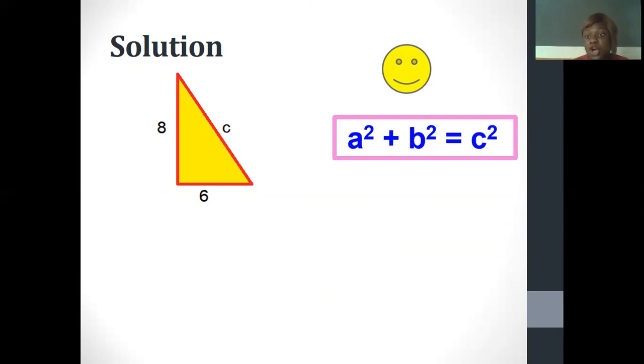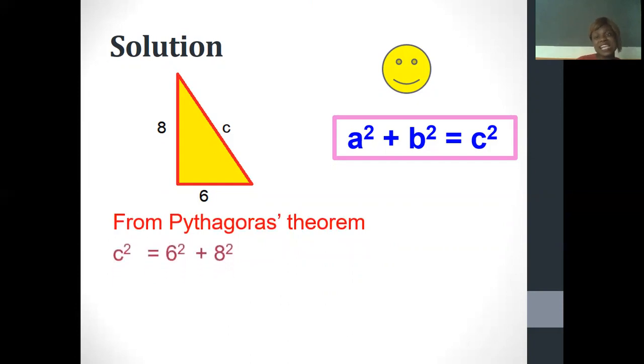Or you can even form your own song and it will help you remember the theorem. Remember that C is the hypotenuse, the longest side. So in this case, from Pythagoras theorem, since C is the longest side, C squared equals 8 squared plus 6 squared, or 6 squared plus 8 squared, anyhow, it's the same thing.